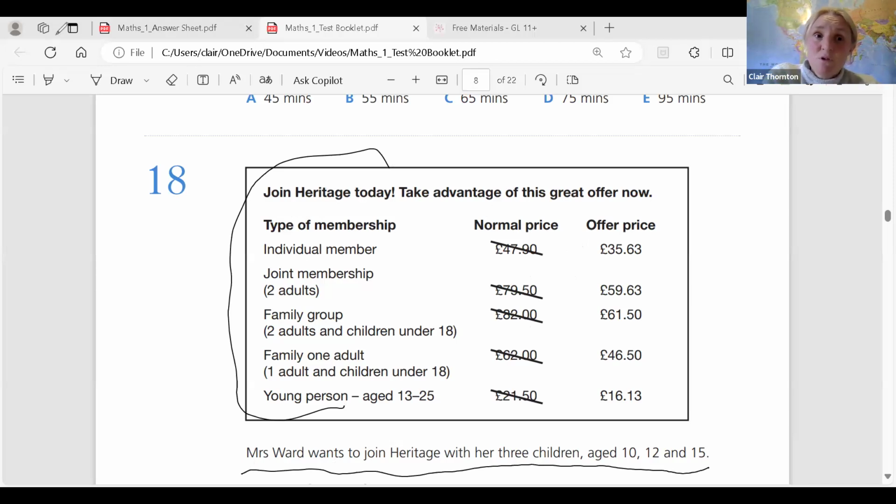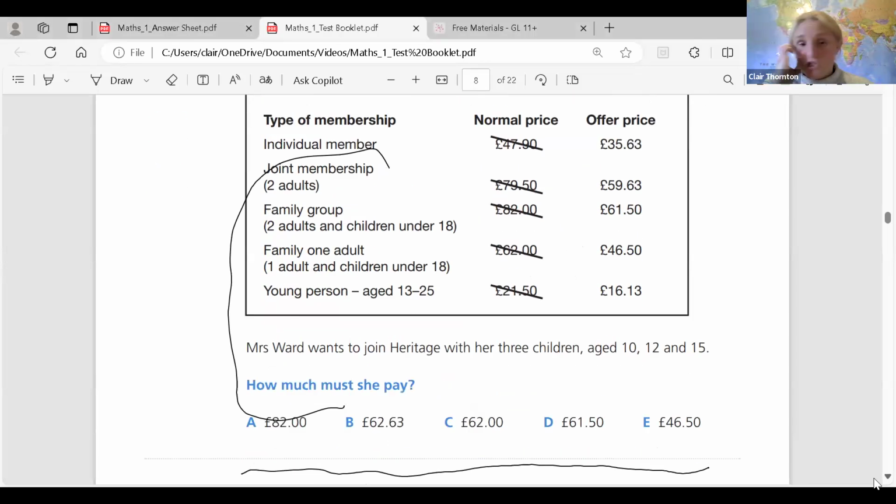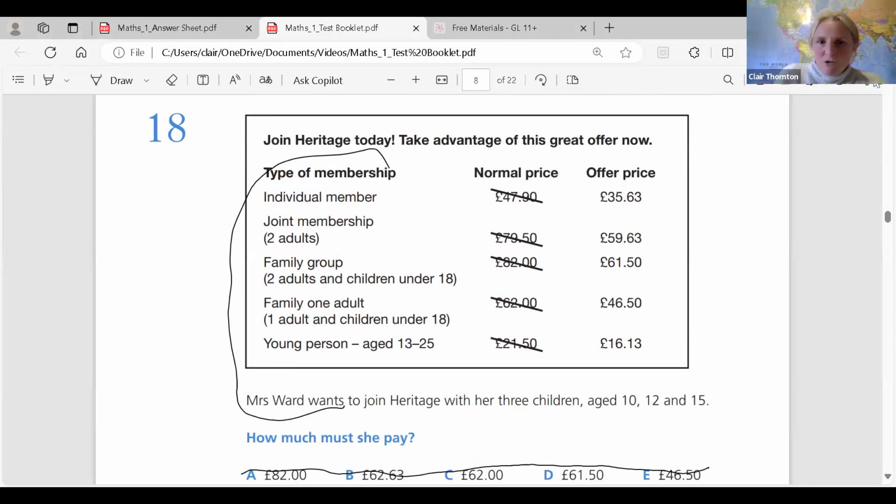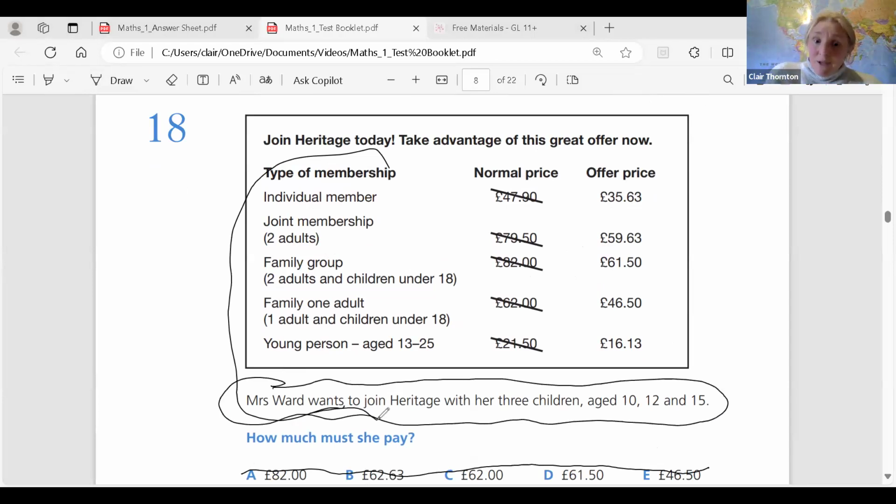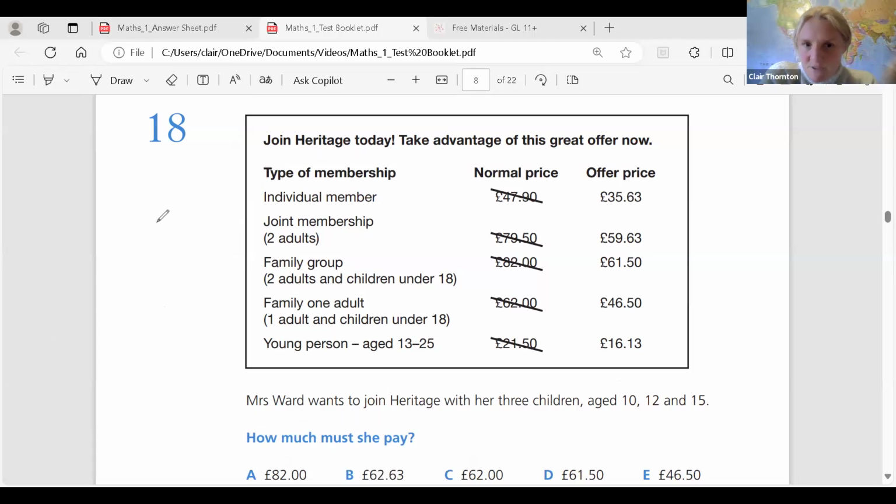Mrs. Ward wants to join Heritage with her 3 children, 10, 12, and 15. How much should she pay? How much must she pay? Sorry. Okay. So don't worry about trying to read all of this because you haven't got the time to figure out what's going on with it all. Go straight to this bit, look at exactly what it's asking you to do, and then try and work it out because it just takes too long and there's a lot of information there. And some people find it very difficult when they're given lots and lots of information all in one go.